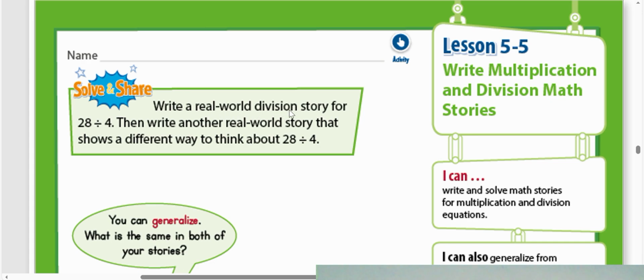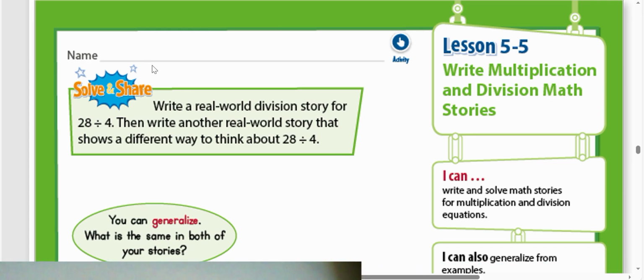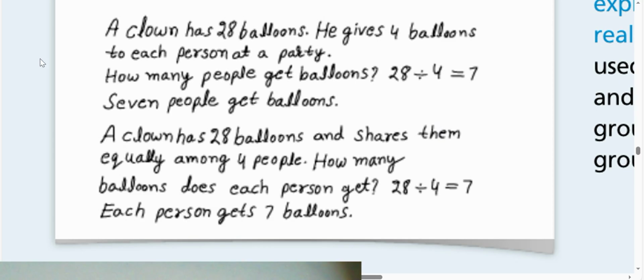Write a real world division story for 28 divided by 4. Then write another real world story that shows a different way to think about 28 divided by 4. We know 4 times 7 equals 28. You can think about this. You can write this story.